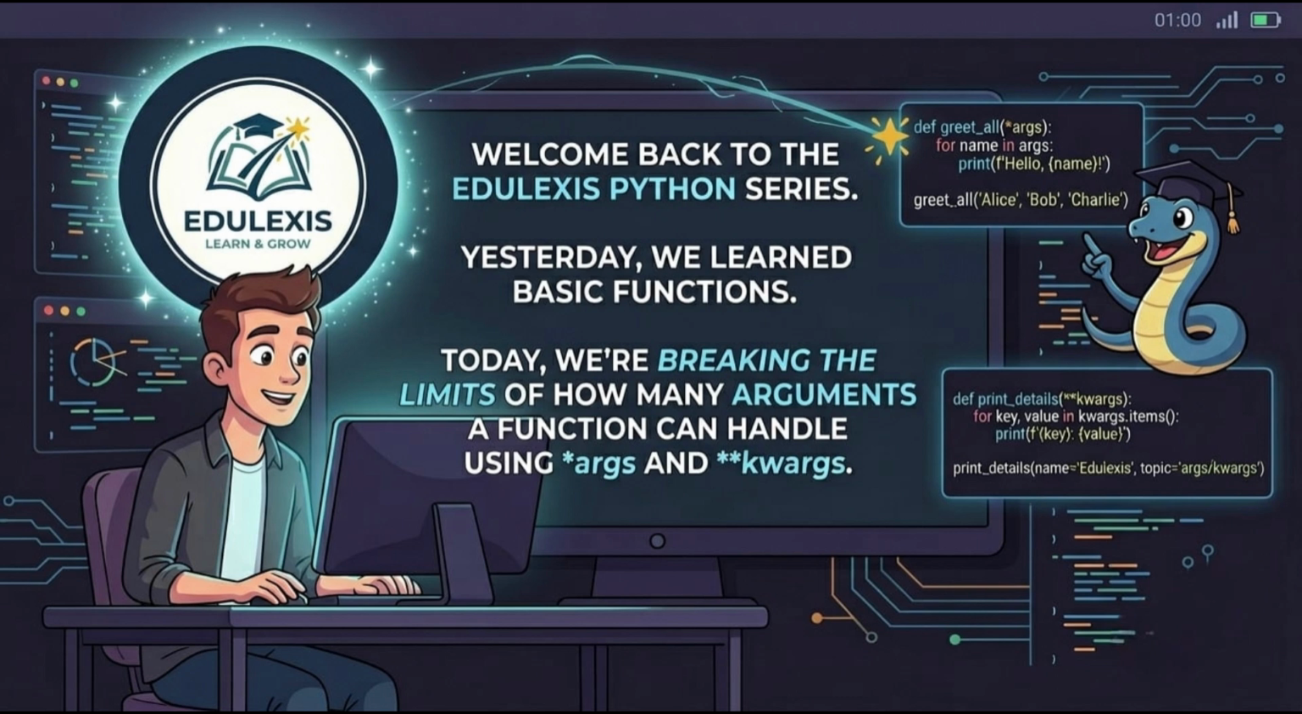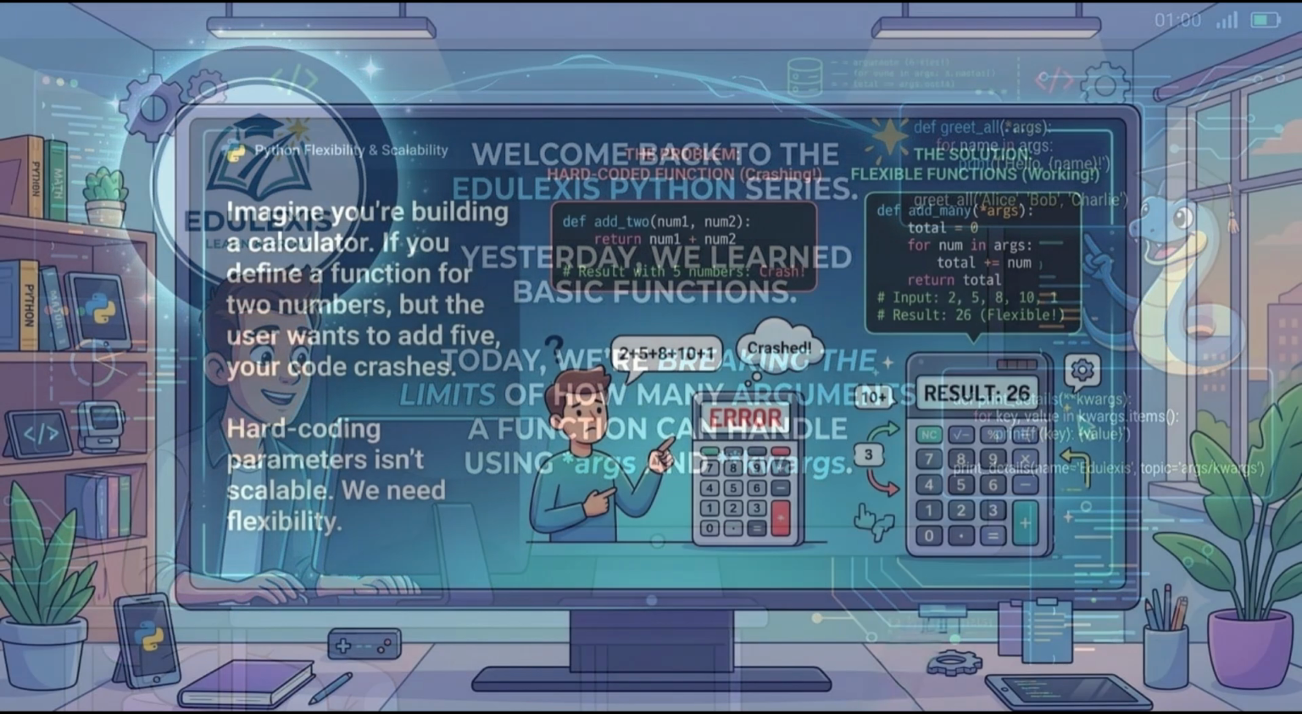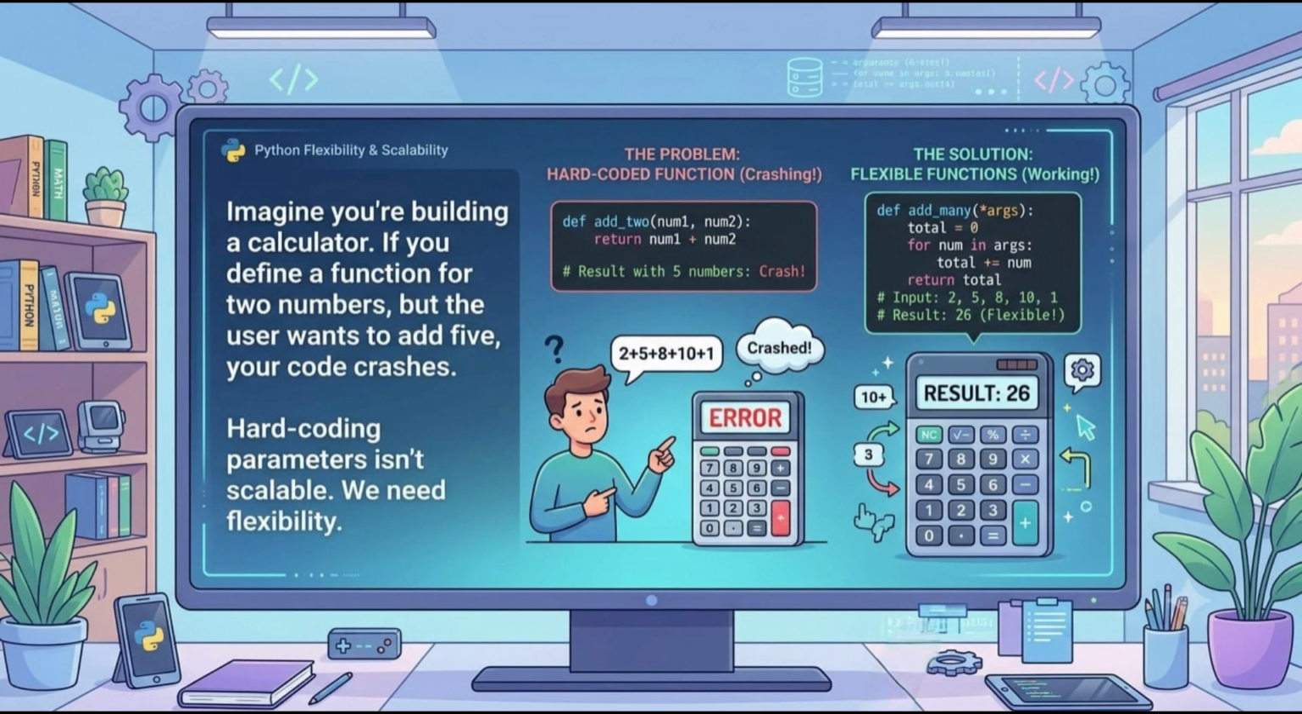Today, we're breaking the limits of how many arguments a function can handle using *args and **kwargs. Imagine you're building a calculator. If you define a function for two numbers, but the user wants to add 5, your code crashes. Hard coding parameters isn't scalable.